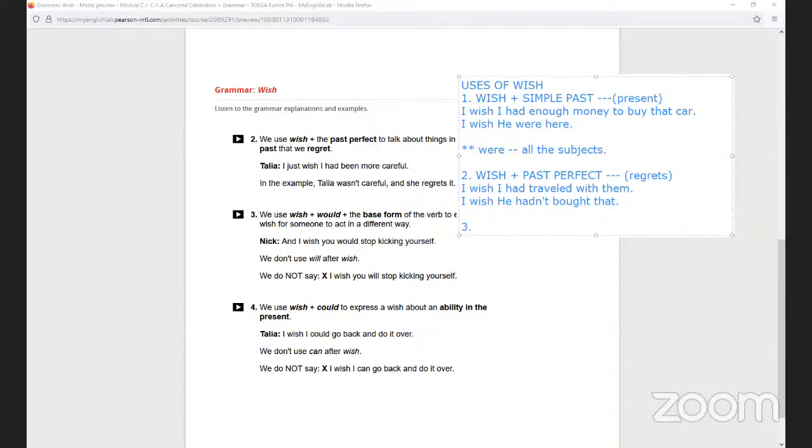The third wish is when we use it with would and always with the verb in base form. For example, I wish, in this case, we are going to use this with would when we express a third person's need, when we express our desire to somebody else.